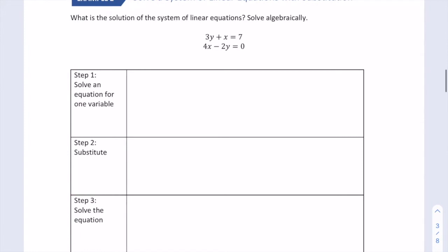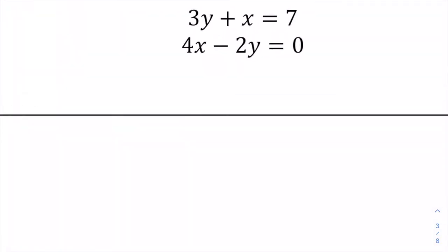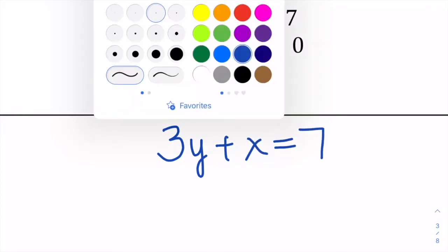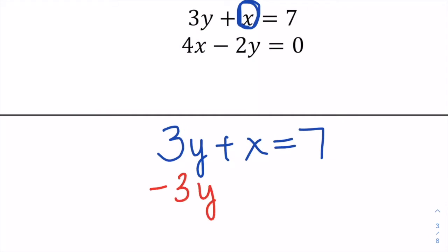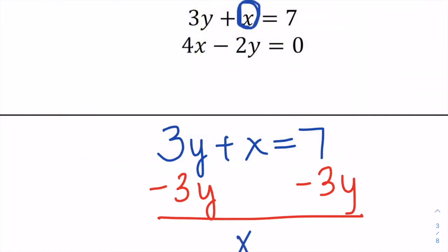Let's go to another example. For this one, we have 3y plus x equals 7 and 4x minus 2y equals 0. You notice that none of the variables are isolated. So when we want to isolate a variable, we want to see which variable has a coefficient of 1. So it's really this variable that we can easily get by itself, right? Because if 3y plus x equals 7, well, I can subtract 3y from both sides, and then I'll get x equals 7 minus 3y.